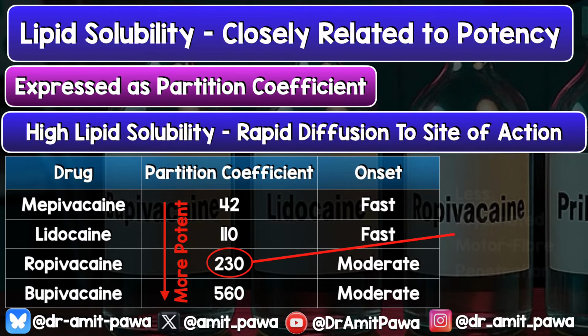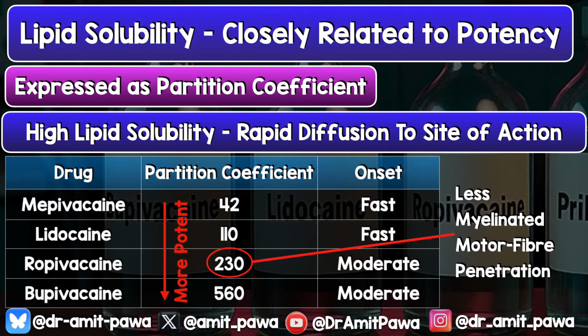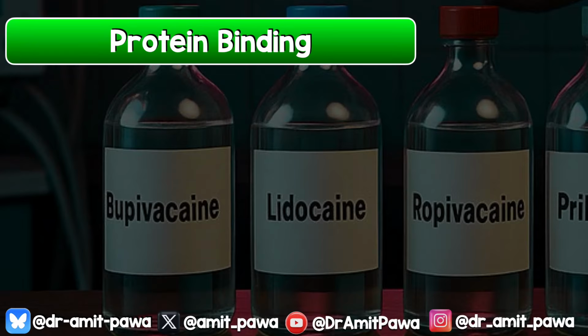The other thing I want to point out here, if you look at the partition coefficient of ropivacaine, it's lower than that of bupivacaine, and that might explain why you have less myelinated motor fibre penetration and why ropivacaine is said to be a little bit more motor sparing.